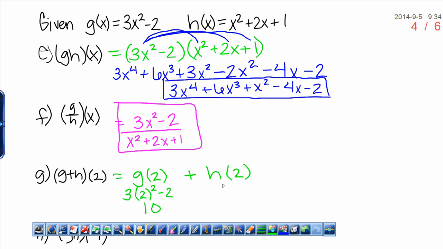Okay, so let's do H of 2. 2 squared plus 2 times 2 plus 1. All right, 2 squared is 4 plus 2 times 2. So 4 plus 4 is 8 plus 1 is 9. And then what do I do with these two guys? Add them. So when there is an of a number, we know our answer is going to be a number. When there's an of x, the answer is going to have an x in it.